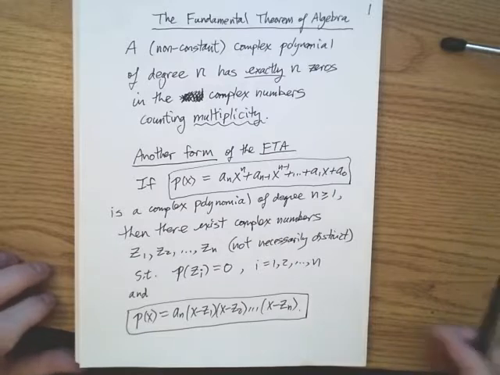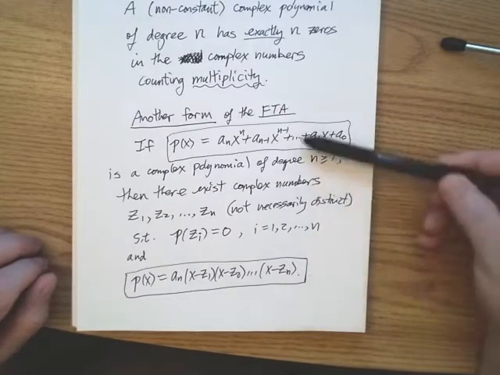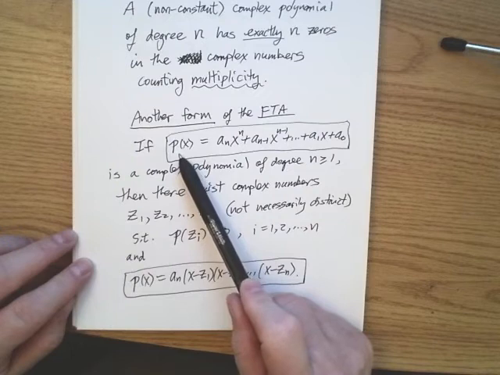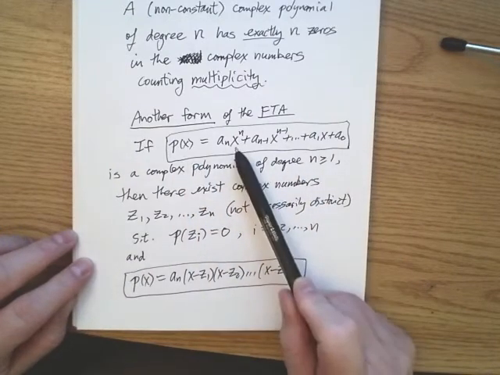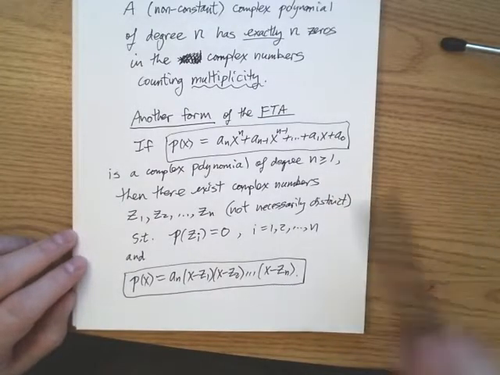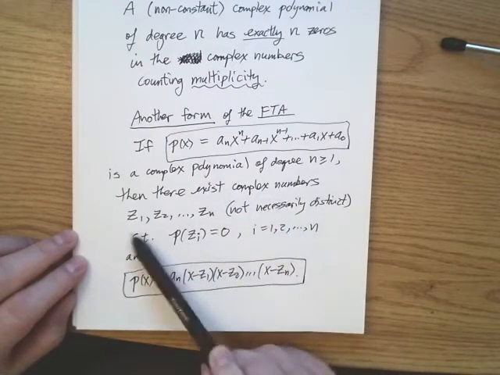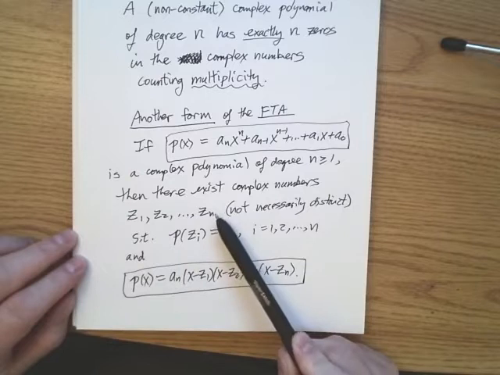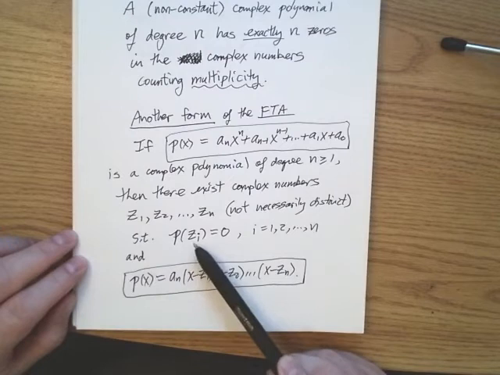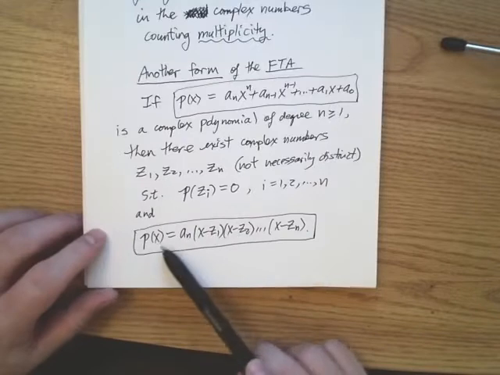Here's another form of the fundamental theorem of algebra. This is going to be very important. In fact, we're going to be using it a lot this way. If I have a polynomial p of x written this way, here I'm imagining the degree n is greater than or equal to 1, so it's not a constant polynomial. There exist n complex numbers, z for zeros, not necessarily distinct, such that these are zeros of the polynomial, each of these, and our polynomial can be factored this way.